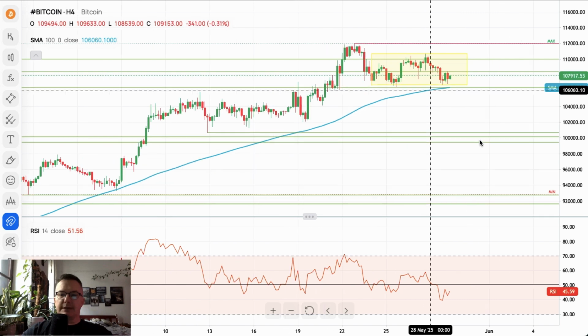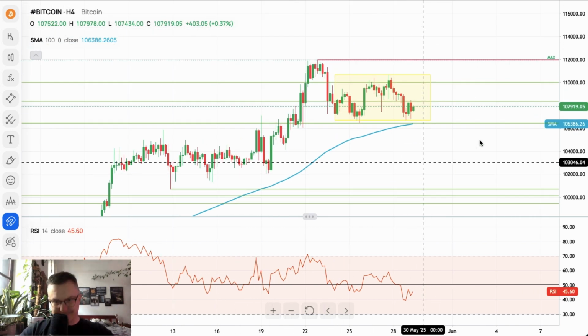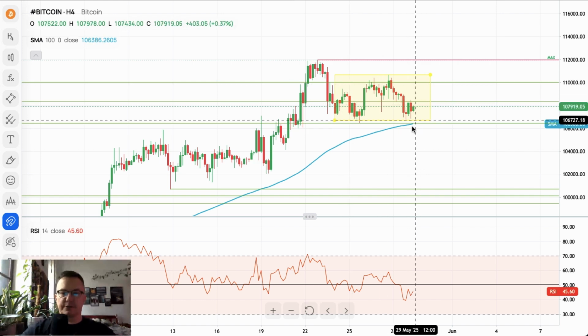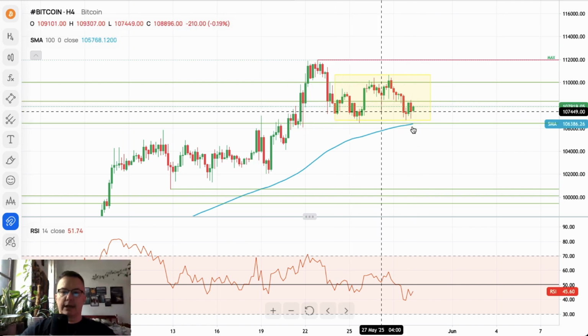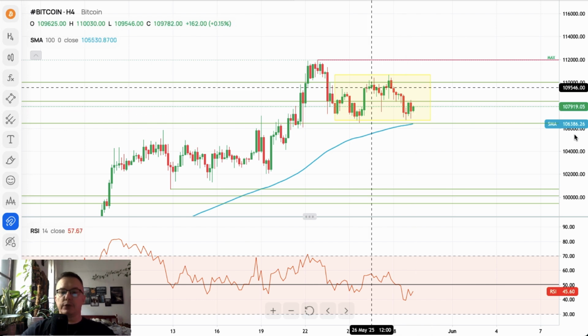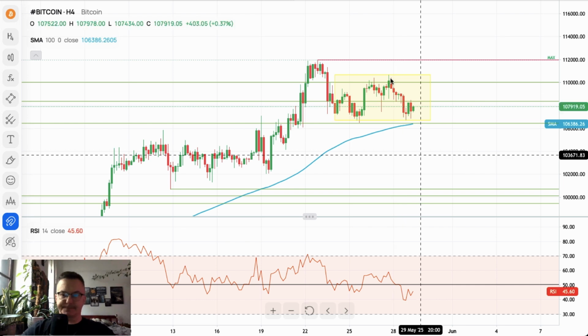Now Bitcoin, the last but not least, the Bitcoin, the cryptocurrency. What is going on here? Not much is going on here, as we establish this trading range, the yellow rectangle, and we keep trading inside of this range, just above the 100 periods moving average on a 4-hour time frame chart, 106,386. Now we need a breakout. We need a breakout either to the upside or to the downside. Otherwise, this situation here might not be that good for the bulls.